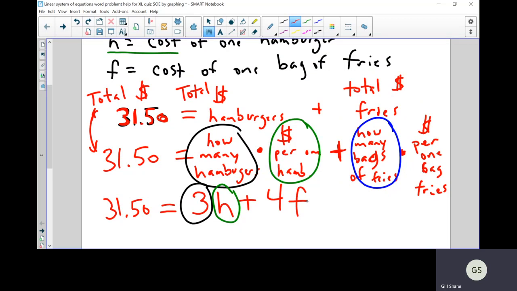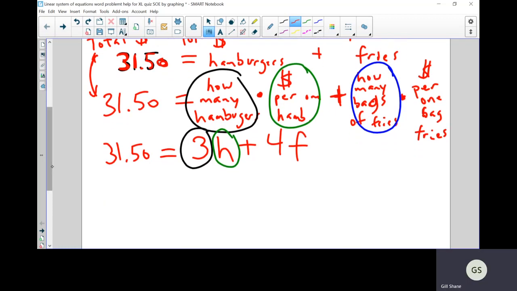31.50 equals 3 times H plus 4 times F. Don't get freaked out just because I'm using H and F. That could have been X and Y. So now, kind of the same thing. I'm not going to go through the whole process.